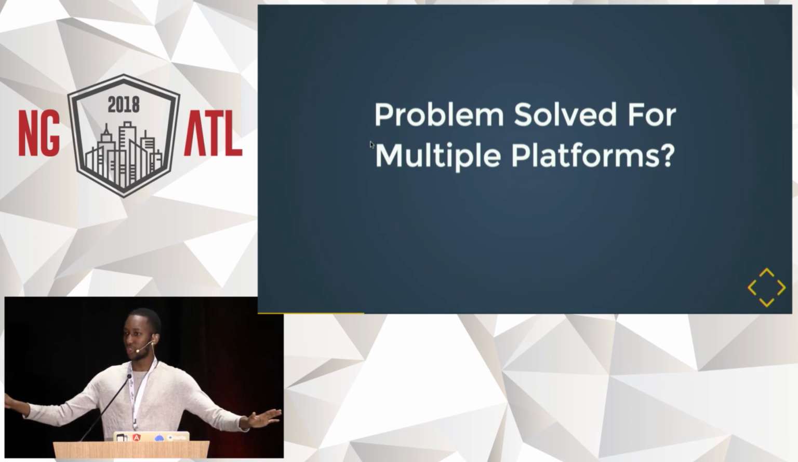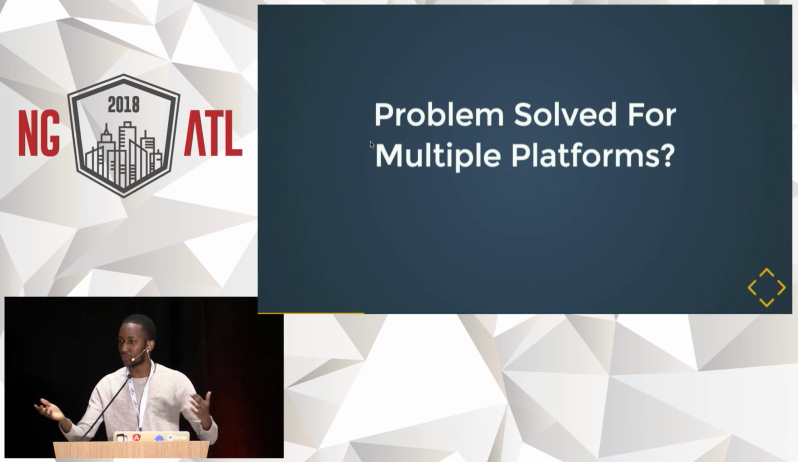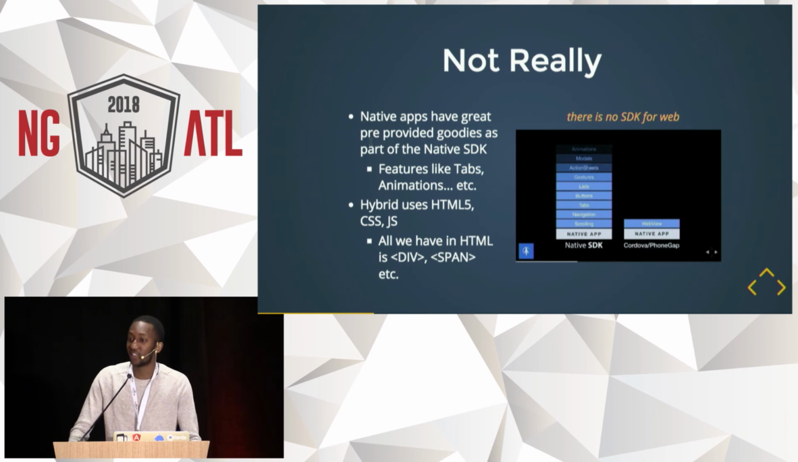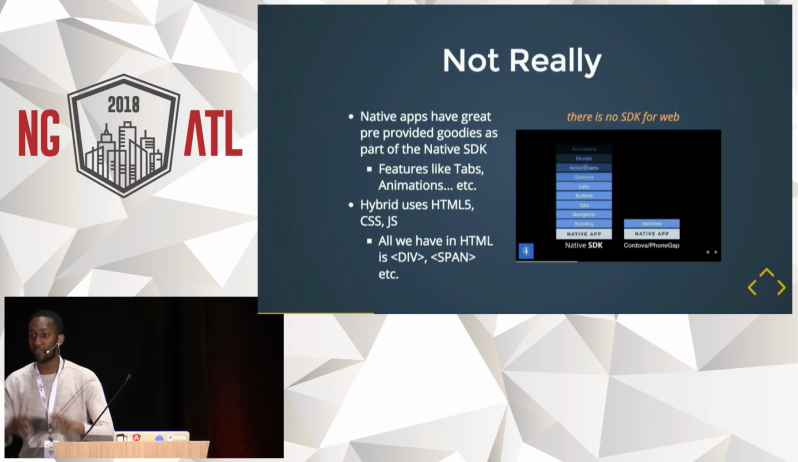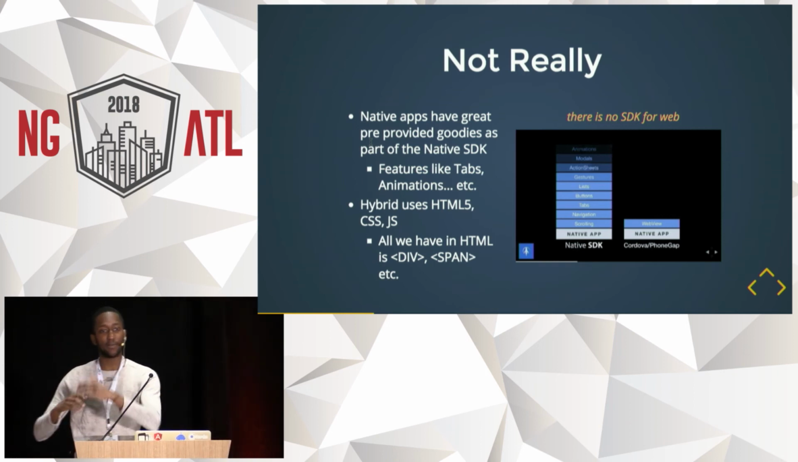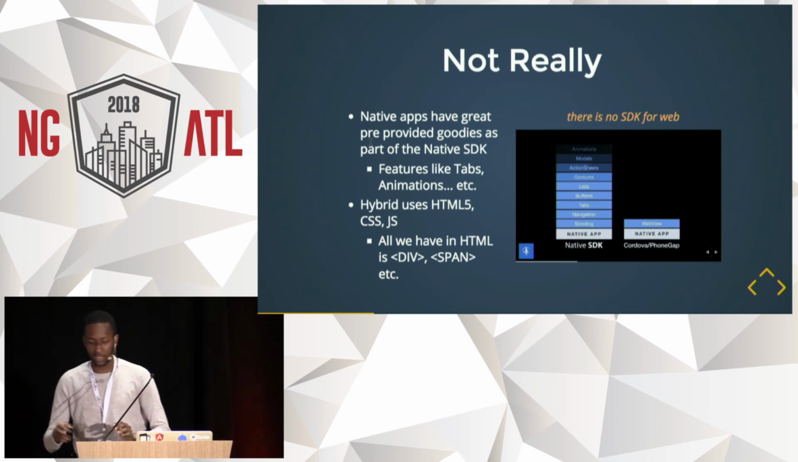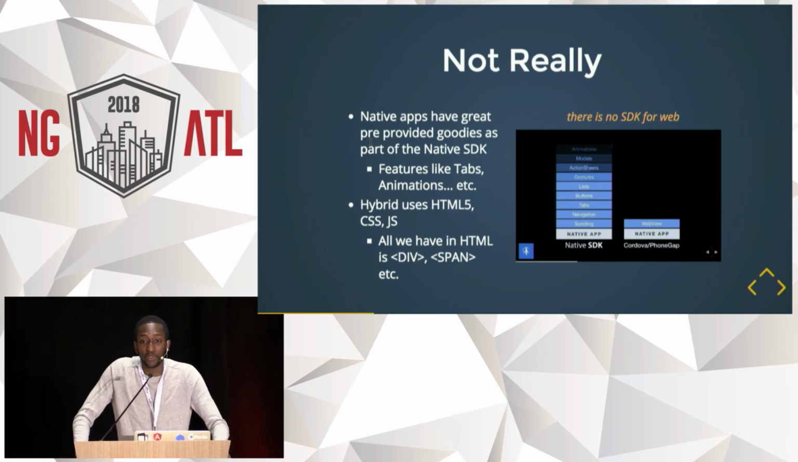So if we want to support all these multiple platforms with the same code by just going with the hybrid approach, we've solved that problem, right? Well, not really. Surprise, surprise. Native apps are really, really great for a reason. They have pre-built libraries that they give you. They have a lot of things like tabs, animations, hardware accelerated things. Like you can just throw things all around. But in the web, we don't really have that. That's why we have Bootstrap, right? Like you have div or tables if you still use them, span and all of that.